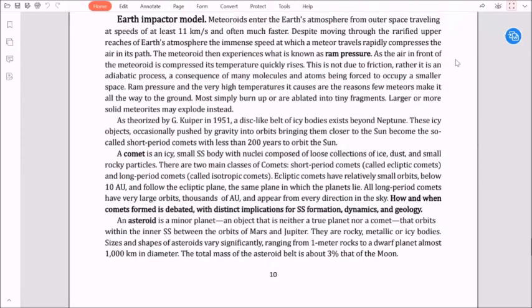An asteroid is a minor planet, an object that is neither a true planet nor a comet, that orbits within the inner solar system between the orbits of Mars and Jupiter. They are rocky, metallic, or icy bodies. Sizes and shapes of asteroids vary significantly, ranging from 1 meter rocks to a dwarf planet almost 1,000 kilometers in diameter. The total mass of the asteroid belt is about 3% that of the Moon.